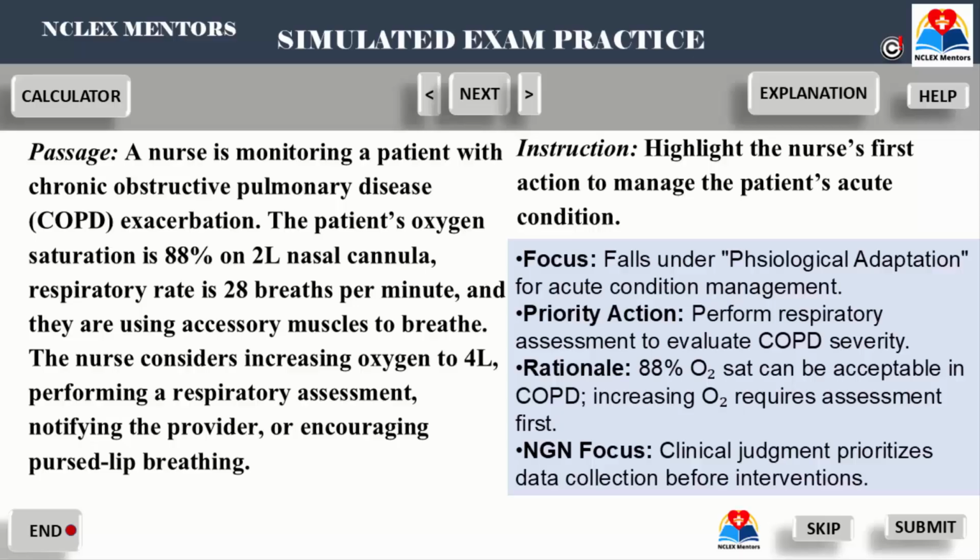So here's the big takeaway. Your first job isn't to act. It's to look, listen, assess. That's how you protect your patient and ensure everything else you do is informed, safe, and effective. Highlighting option B, performing a respiratory assessment, reflects exactly the kind of sound clinical judgment the NGN, Next Generation NCLEX, is built to test.